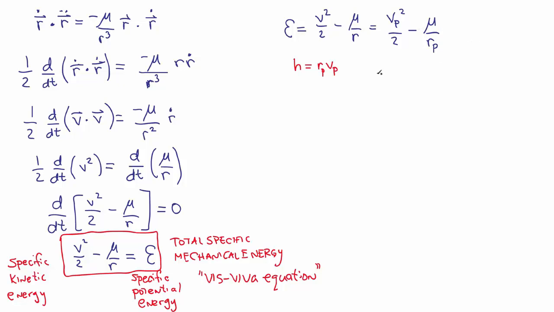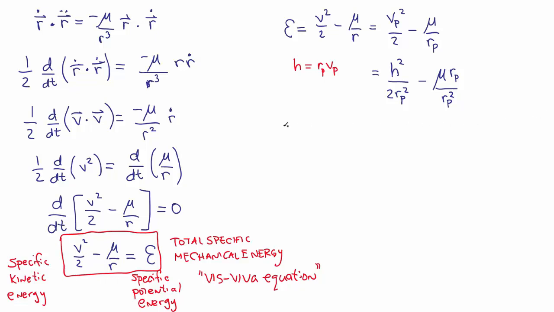So instead of writing VP squared, we'll replace that with the value of H squared over 2 RP squared minus mu, and we're going to multiply by RP here and in the denominator as well. So we've just multiplied by 1 there. All right, so that's a first step.